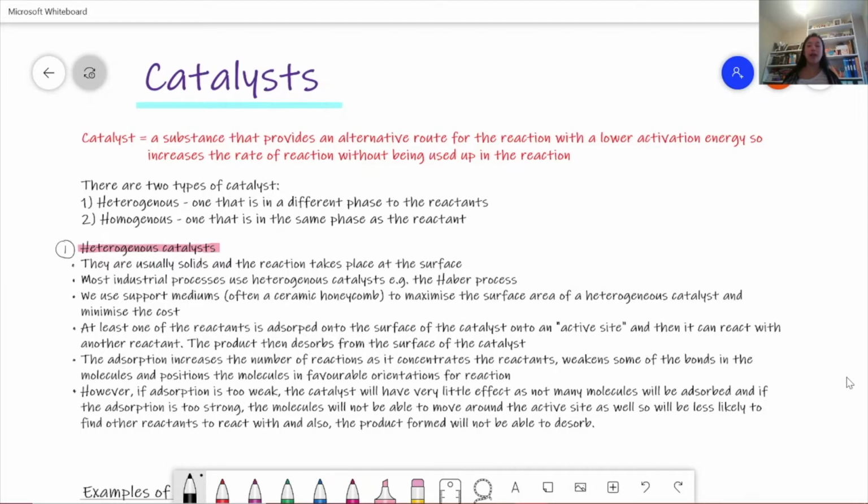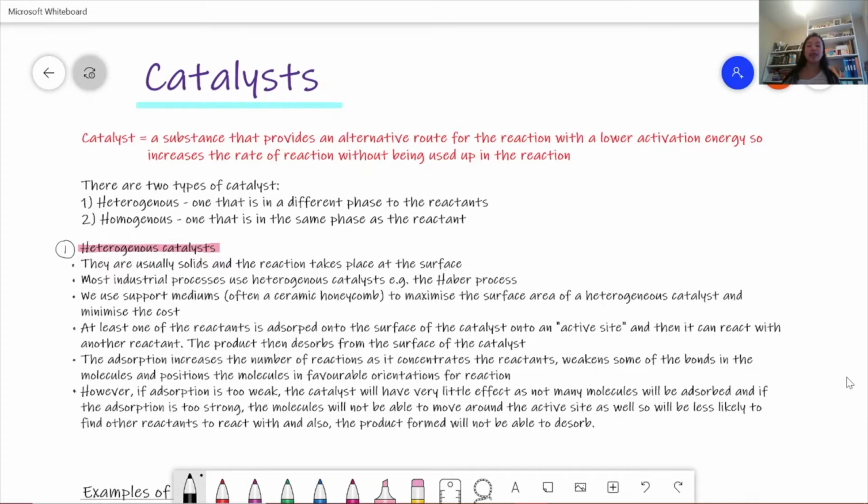For example, in the Haber process, when we produce ammonia from hydrogen and nitrogen. We also use support mediums, often ceramic honeycombs, to maximize the surface area of a heterogeneous catalyst and minimize the cost, because we only need a thin layer of the catalyst over these support mediums. Because they have a massive surface area, the rate of reaction will increase further.